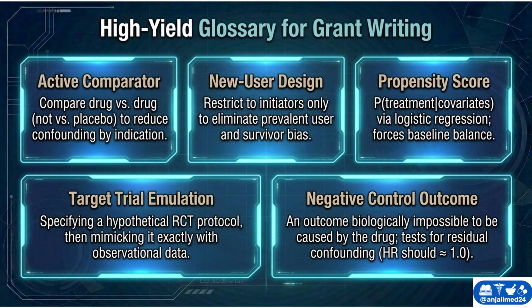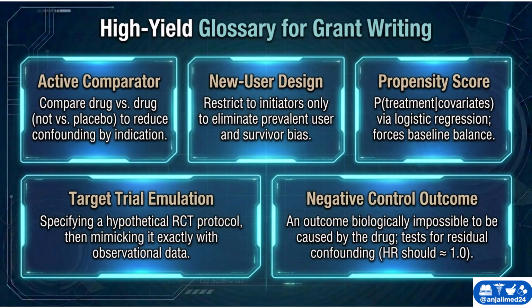Next, new user design. Here, researchers include only patients who are starting treatment for the first time. This avoids prevalent user bias and survivor bias, making the groups more comparable from the beginning of follow up. Third, propensity score. A propensity score is the probability of receiving a treatment based on baseline characteristics, typically calculated using logistic regression. It helps create balanced treatment groups that resemble randomized trial populations.